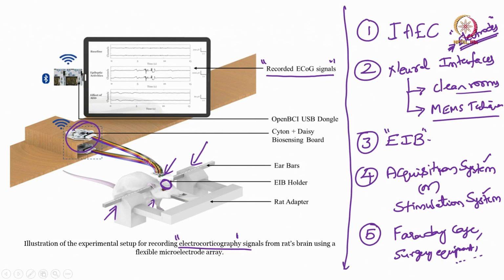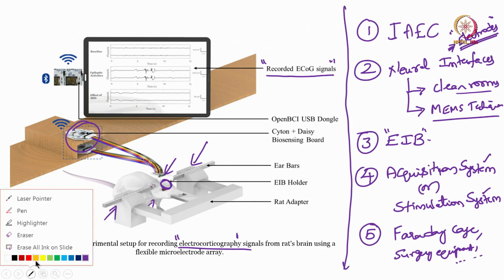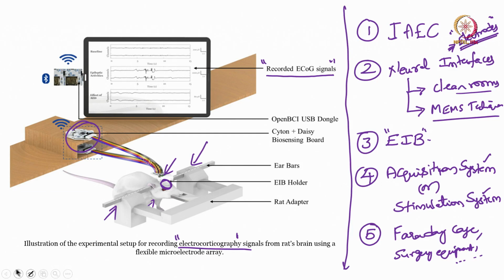Now, let us look at the other perspective. So, the other perspective is this. For example, in most of the labs, what people do is they procure these neural interfaces.